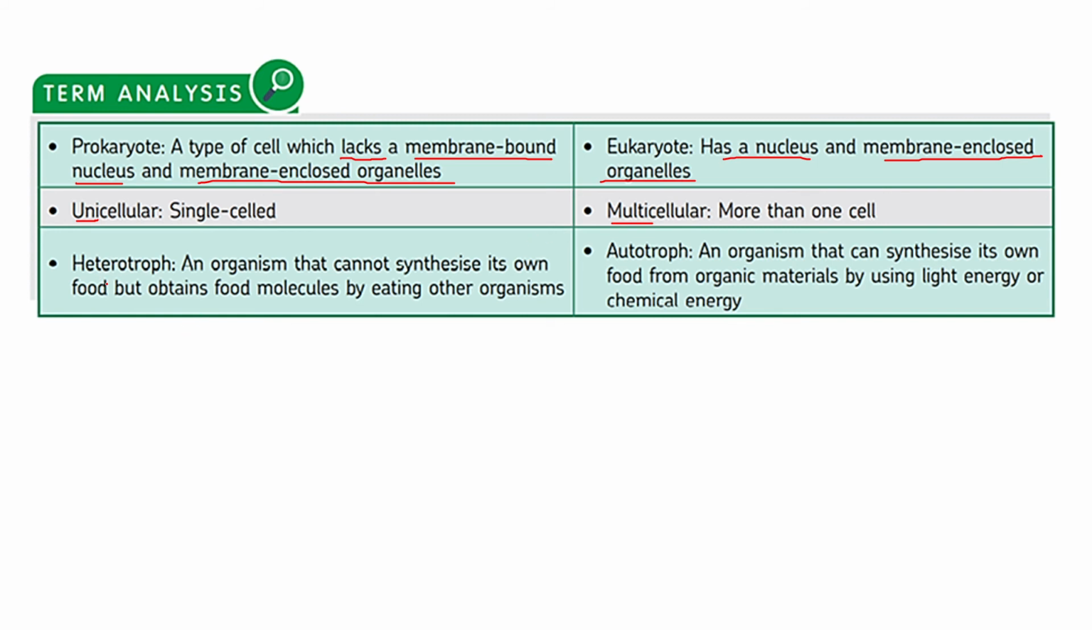The third characteristic is based on the types of nutrition, whether it is heterotroph or autotroph. Here it refers to nutrition, cara pemakanan dia, if it is hetero or auto. Heterotrophs means these organisms cannot synthesize their own food, but they obtain food molecules by eating other organisms. Unlike auto, from the term automatic, we know that the plants can synthesize their own food from organic materials by using light energy or chemical energy. Perhaps you already understand that when we say using light energy, that refers to photosynthesis.